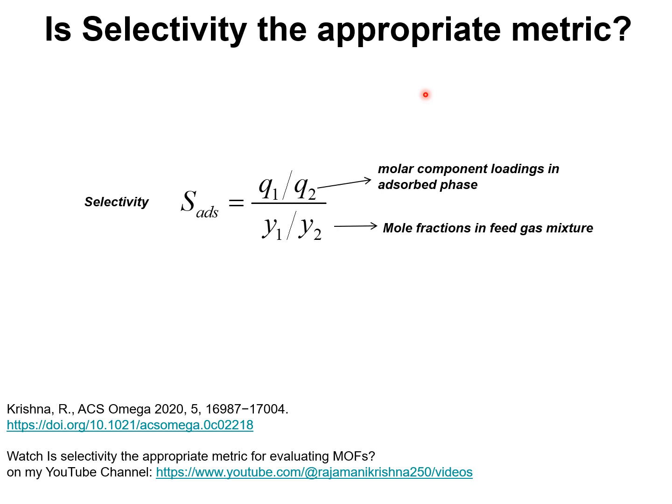It is common practice in the MOF literature to compare the performance of different MOFs for a given separation task by comparing the values of the adsorption selectivity that are invariably determined using the ideal adsorbed solution theory. The expression for the selectivity is given here. It's the ratio of the molar loadings of components in the adsorbed phase divided by the ratio of the corresponding mole fractions of 1 and 2 in the bulk gas mixture.